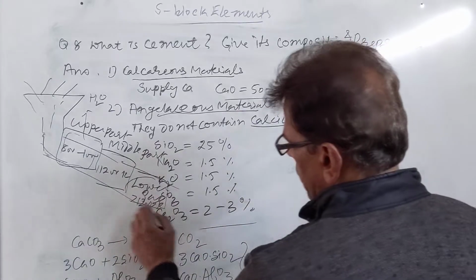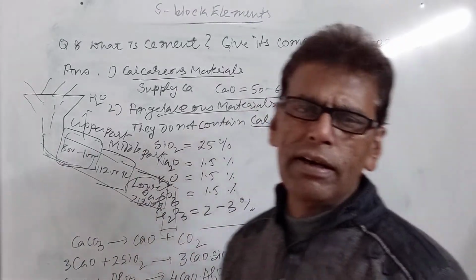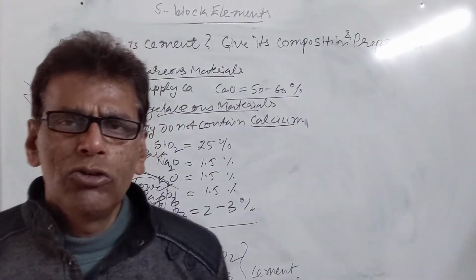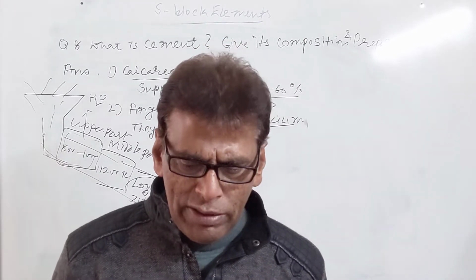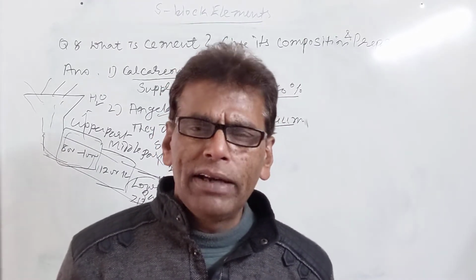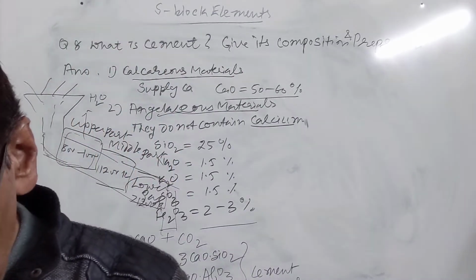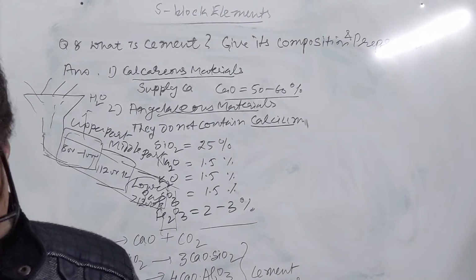They are collected at the bottom of this furnace. From the bottom they are taken out. These cement clinkers are crushed to powder and are mixed with 1 to 2% gypsum and color which is required, and then they are packed in bags, and the cement bags are then sold in the market. So this is regarding the preparation of cement.